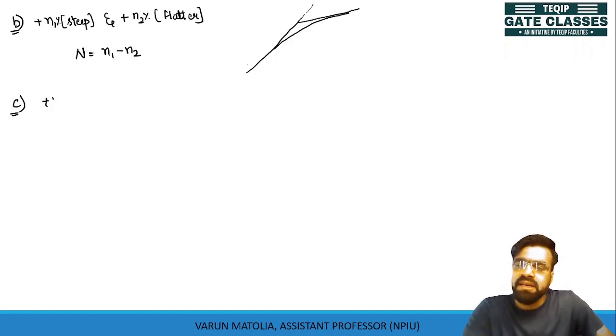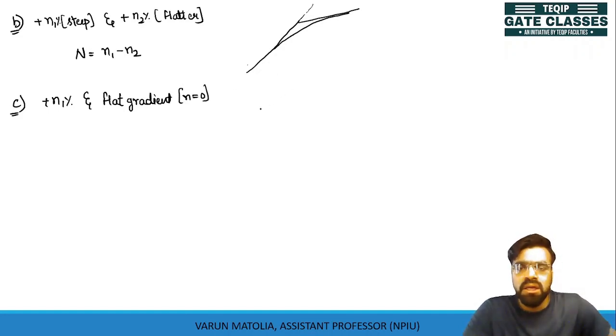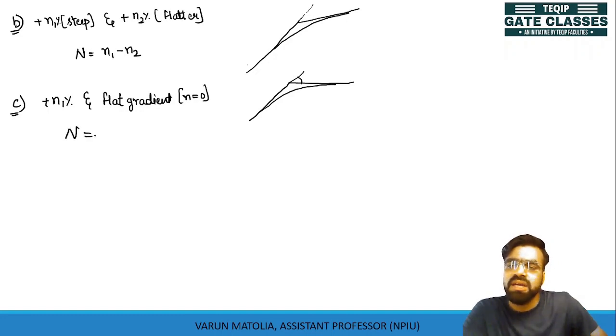When a rising gradient, any type of rising gradient, meets with a flat gradient, what is a flat gradient? Gradient equals 0. A rising gradient meets a horizontal slope, then also we'll get a summit curve. Deflection angle will be equal to n1 only.